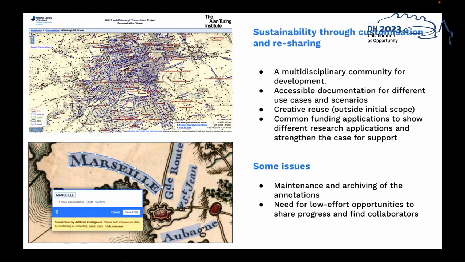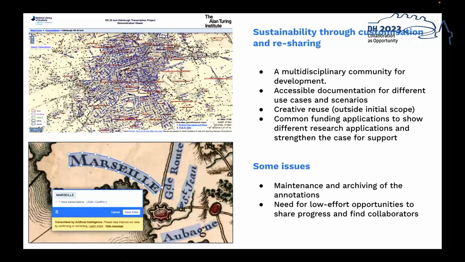So not only was Machines Reading Maps reused in two occasions as versions of Recogito, but we think that perhaps more importantly, the project really is part of that kind of sustainability through development and through resharing that the Pelagios network wants to promote.